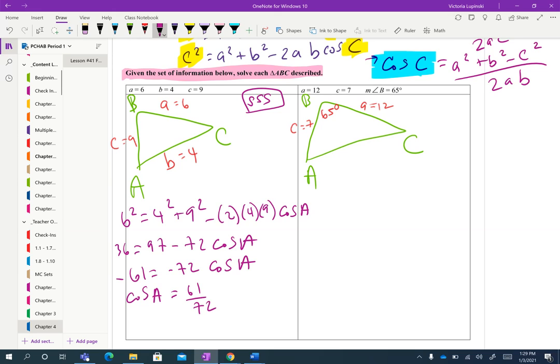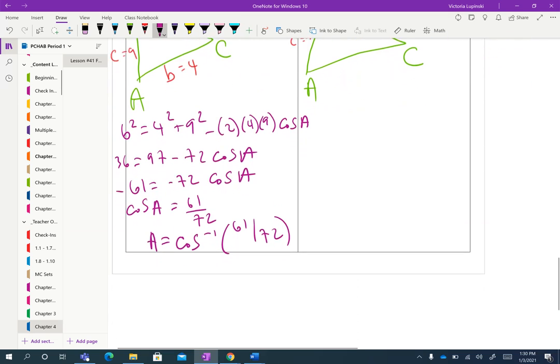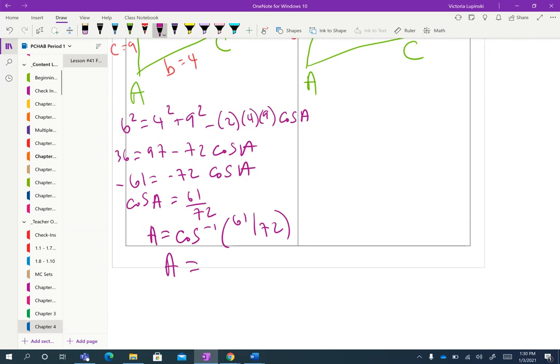Don't actually calculate that. Only now when you solve for angle A, and hopefully you remember you need the inverse cosine to do that. So you're going to do the inverse cosine of 61 over 72. If you do that very carefully, that is the first value that we're looking for, which is angle A is equal to 32.089 degrees.